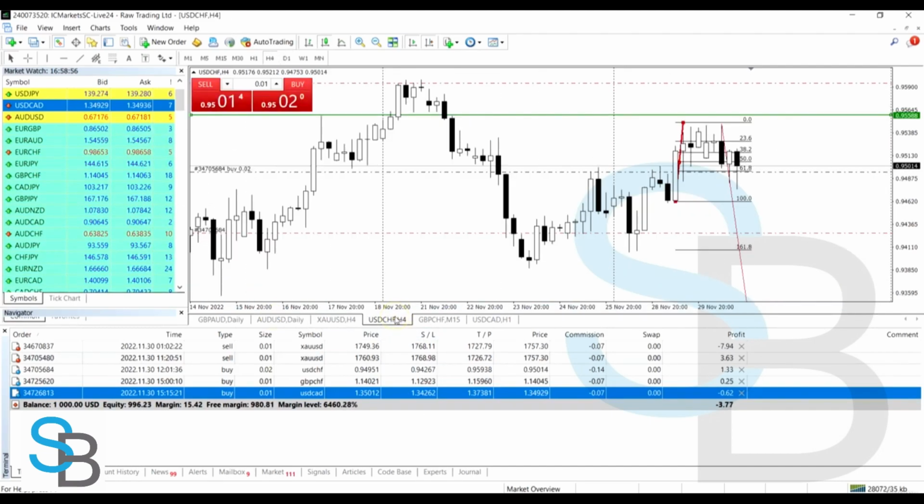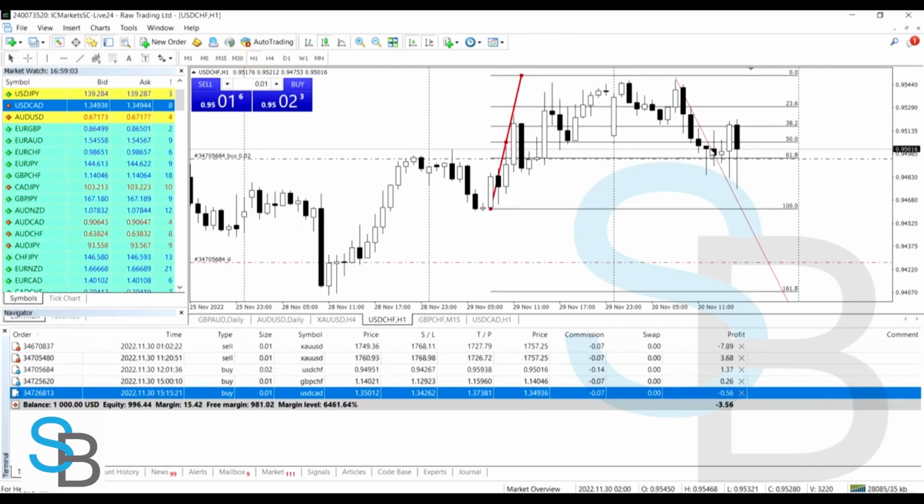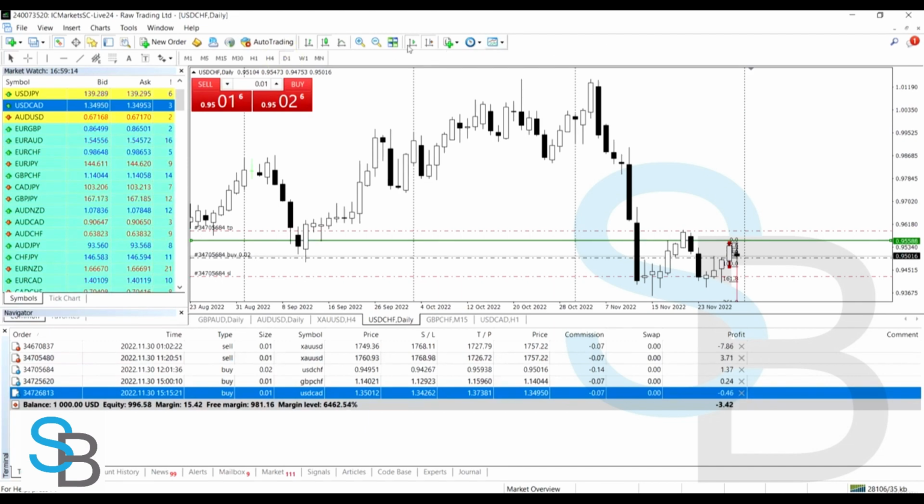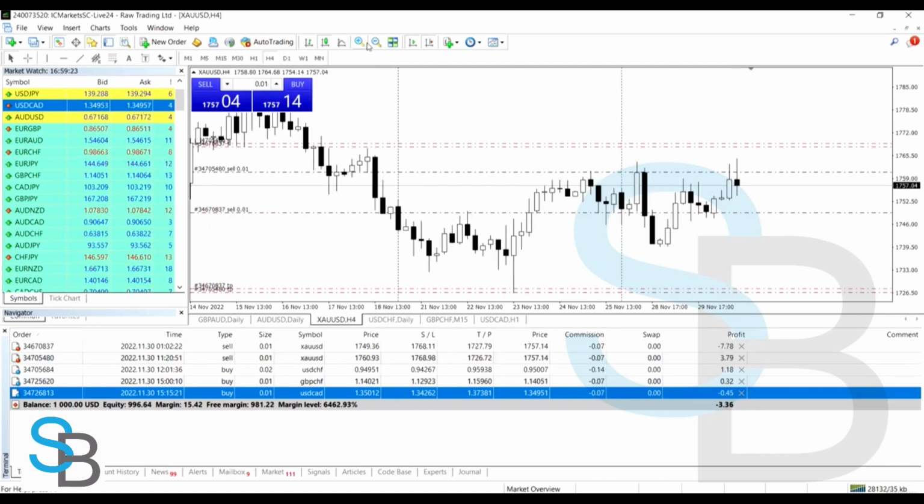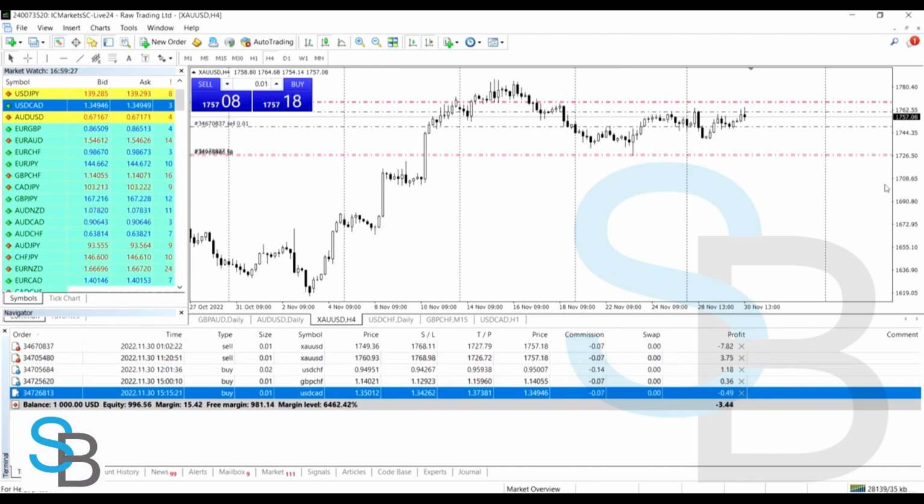So this is USD CHF, and you can see what happened after we bought. It came and sold heavily, and there was a quick rejection here, and hopefully we'll see it going in our direction. Okay, going in our direction, and yeah. So far so good.